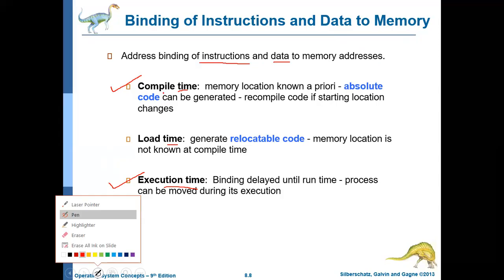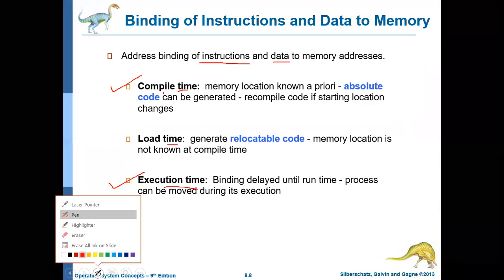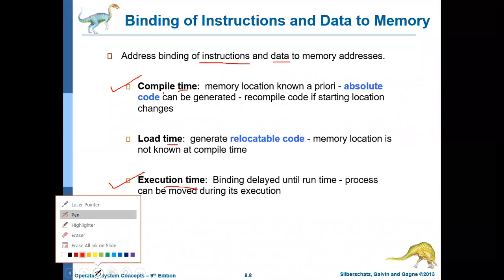Is it clear? If the memory address to which the program should be loaded is known during the compile time itself, then during compilation itself, absolute address or absolute code can be generated. So that type of binding is called compile time binding.